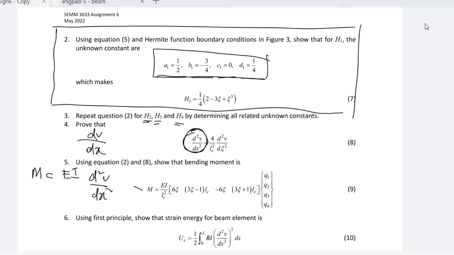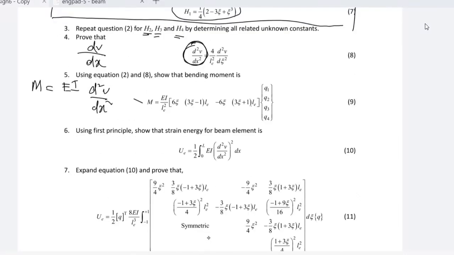Okay, so now our H1 becomes this. Just plug in all the values. I think C1 is 0, so that's why there's no Z square here. And this is how we get it. So I'm showing you how to get that one. Okay, so the rest, H2, H3, and H4, I think you can do it on your own.